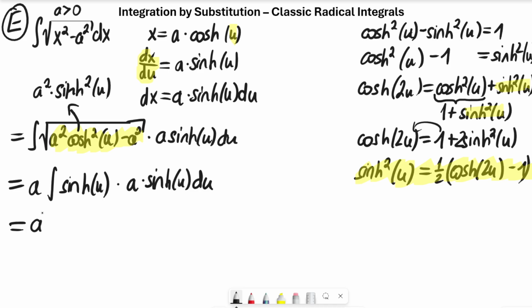So what do we have here? A squared, but 1/2 from this substitution. Probably I don't write it outside. I write it inside, so that you believe it. So 1/2.